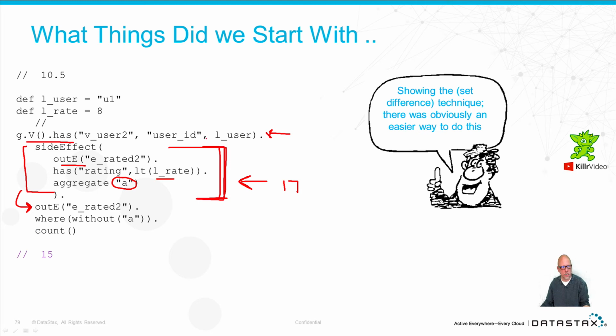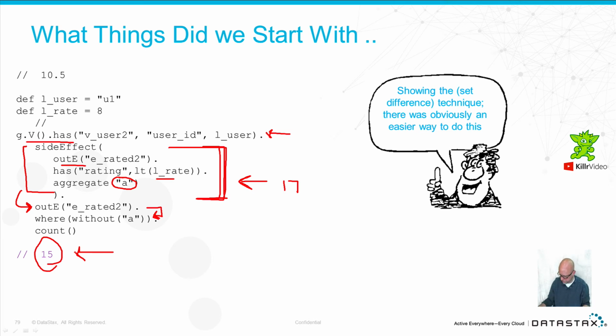So just leaving g.v, I ran a side effect and I put it on the shelf and call it A. And it was everything I rated poorly, which was 17 rows. After the side effect, the traversal continues as though the side effect had never happened. So when I do an outE on rated, I'll get 32. I can now do a where without referring to the A, which was 17. 32 minus 17 is 15. Yay. So that was stupid because I could have just said, why don't you just give me greater than or equal to a rating of 8, and I would have gotten the 15.